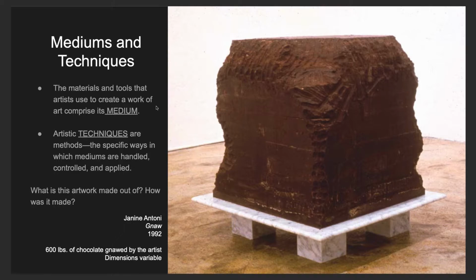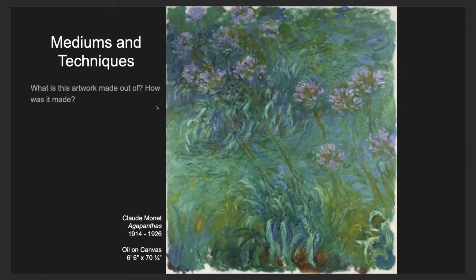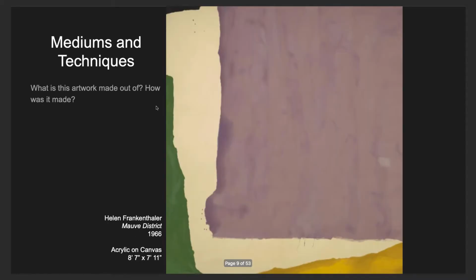Mediums and techniques. The medium is what the art is made out of, and the technique is how the medium is used. So in this piece, the medium is chocolate, and the technique is casting chocolate into a cube and then chewing it. I would say the technique of this is soft colors. It's very cool, very fluid, and dreamlike. The technique of this is washed out colors. Big sections of color. A big purpley area, little green, gold, and black, and it all looks like it's on top of a cream-colored area.